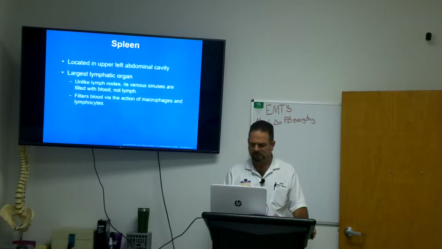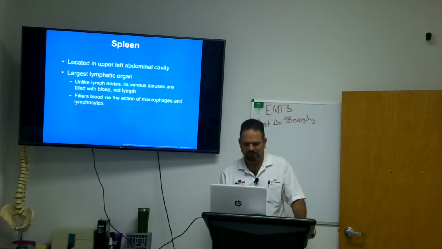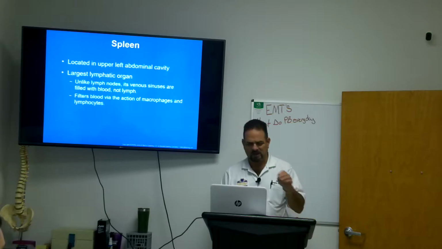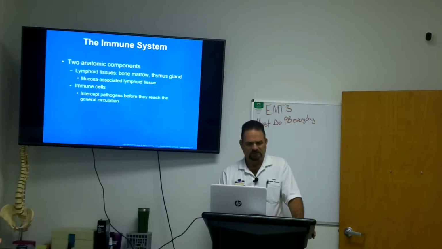The spleen is located in the upper left abdominal cavity, inferior to the diaphragm, and also posterior and lateral to the stomach. The spleen is the largest lymphatic organ in our lymphatic system. Unlike the lymph nodes, its venous sinuses are filled with blood and not lymph. Via the action of the macrophages and the lymphocytes, the spleen filters blood similarly to the way that the lymph nodes filter lymph.